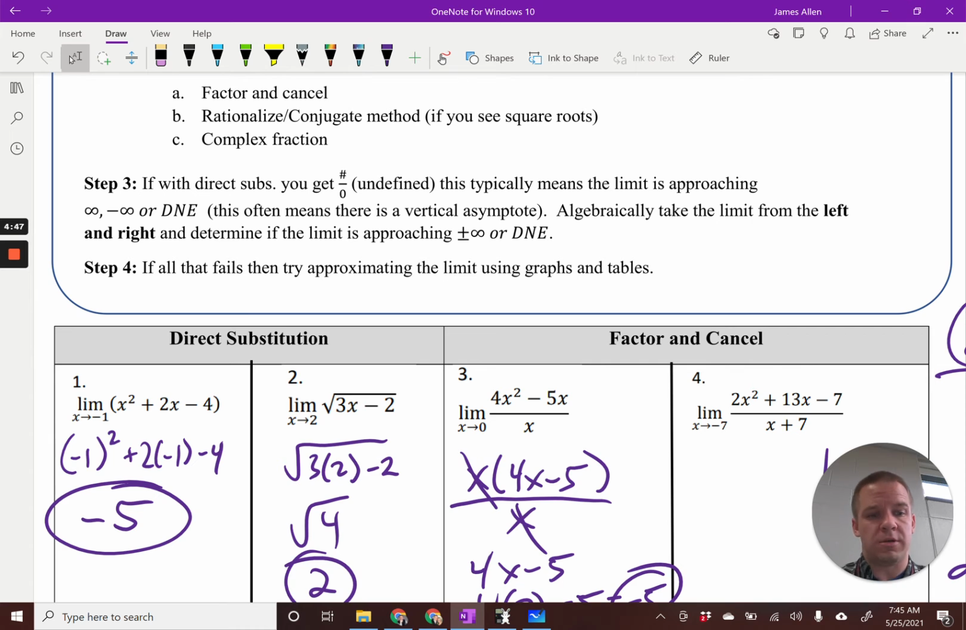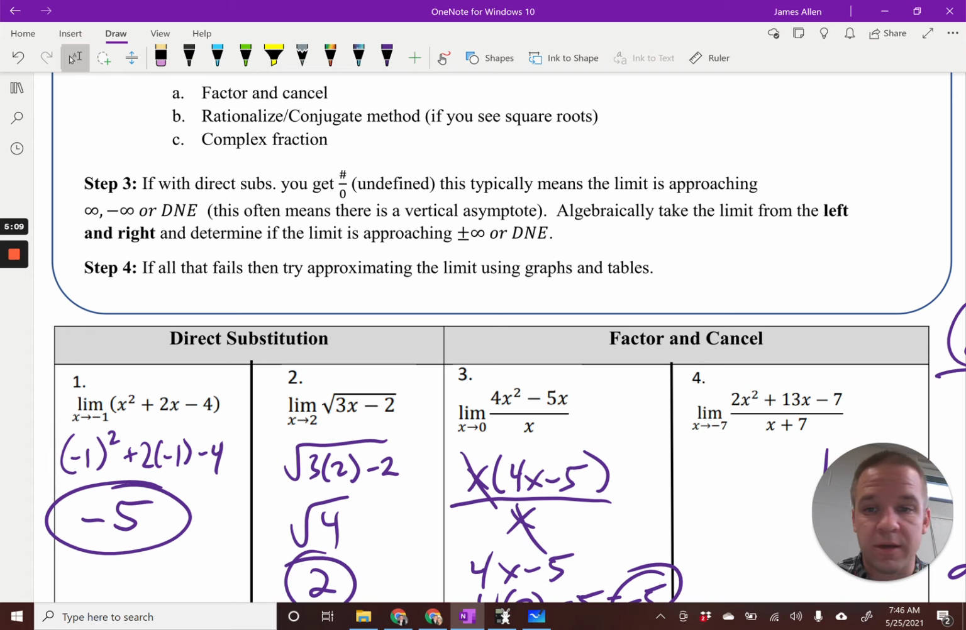You have a vertical asymptote. Again, thinking back to rational functions back in the Algebra 2 days. So this often means that the limit is either approaching infinity, negative infinity, or just does not exist, okay? So if they're both approaching the same thing, you could say that it's approaching positive infinity, or approaching negative infinity from the left and the right, or if they're approaching two different things, the limit does not exist, okay?